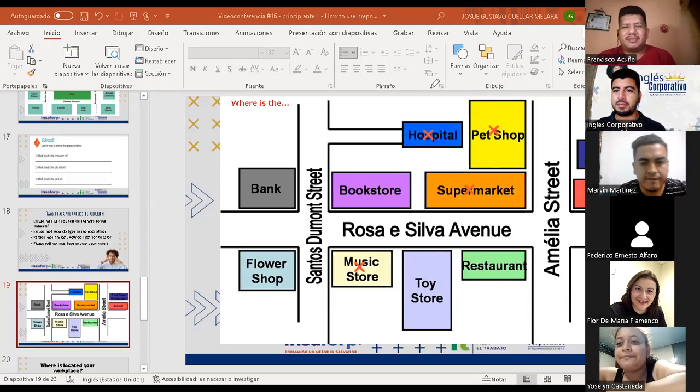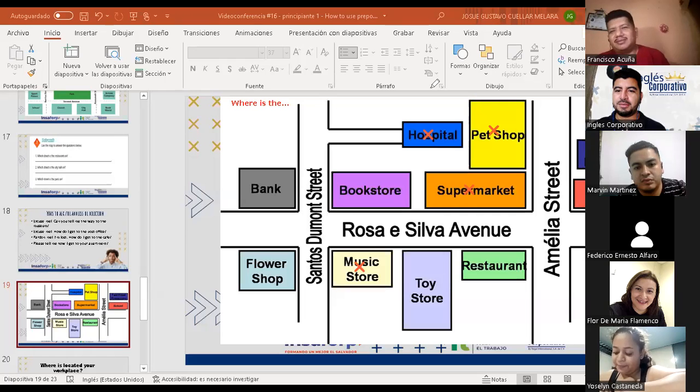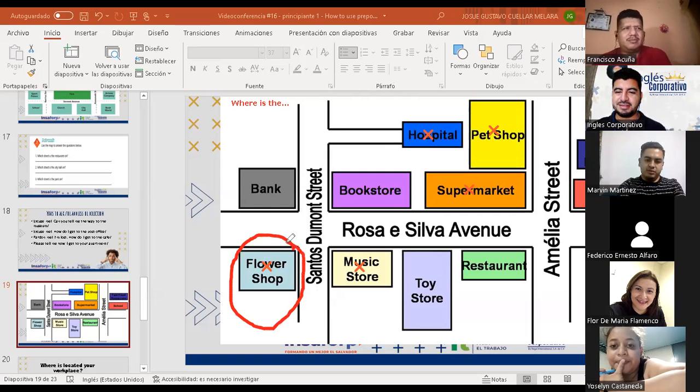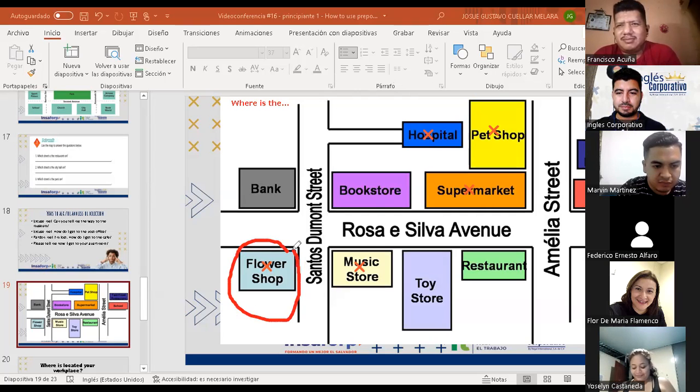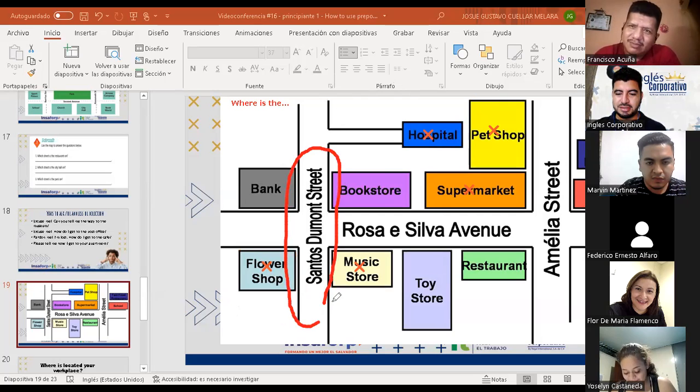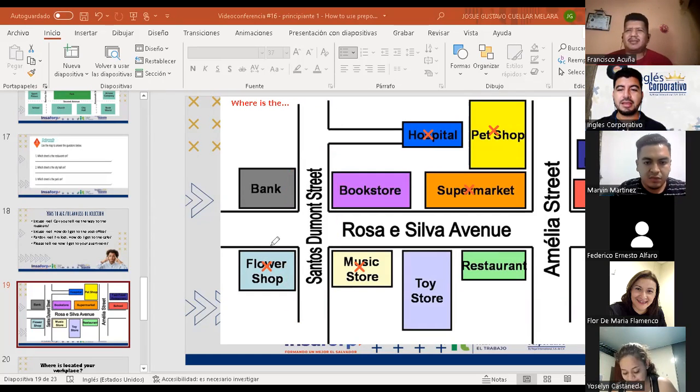Jimmy. Where is the flower shop? Is the flower shop on Santos Dumont Street? Sí, pero a la par de, enfrente de qué local o algo así. Sería next to the bank. Okay, next to the bank. Thank you. Bien, Jimmy, ahora ha llegado tu momento para preguntar a alguien más.